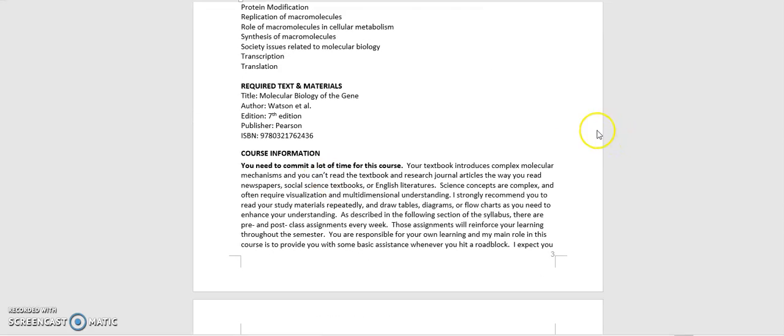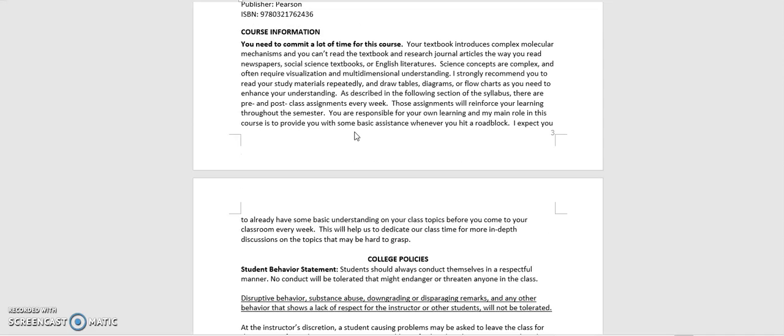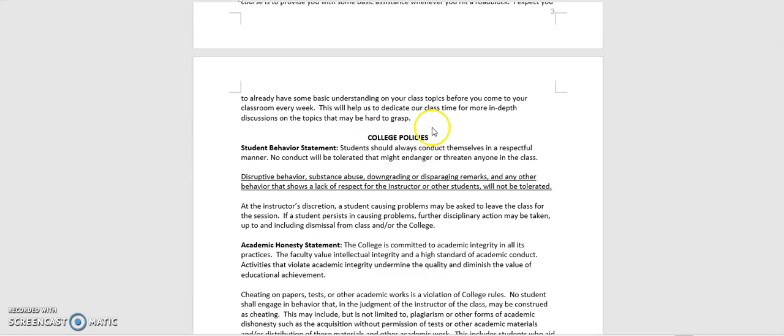The textbook for the course is called Molecular Biology of the Gene, which is written by Watson et al. Currently, this is the 7th edition. This is one of the good books in the field of molecular biology, so I strongly recommend you buy a copy of it. It doesn't matter, you can buy a used one or a brand new one. I know the textbooks are expensive, but you need to get one.